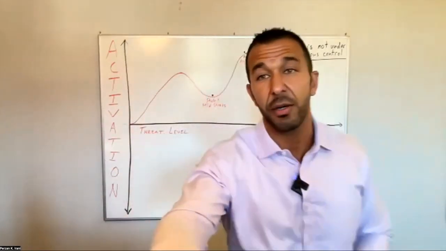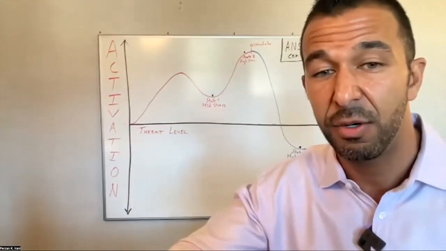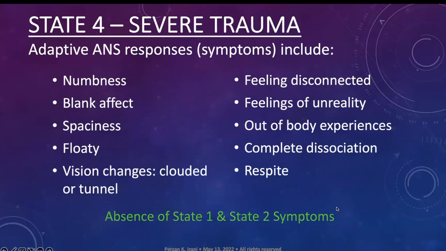And let me just share some of the symptoms of state four, severe trauma: numbness, blank affect, right? Lights are on, nobody's home, spaciness, right? Your whole body feels floaty, spacey, vision changes, right? So cloudy or tunnel vision. So clients sometimes are sitting there and their vision gets cloudy, tunnely, distorted, right? Or if yours does while you're in their presence, feeling disconnected, feelings of unreality, out of body experience, complete dissociation.